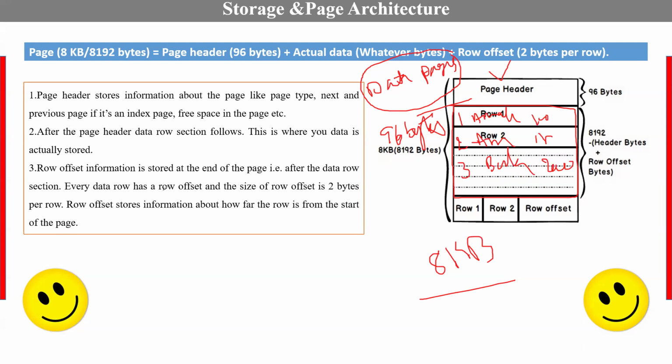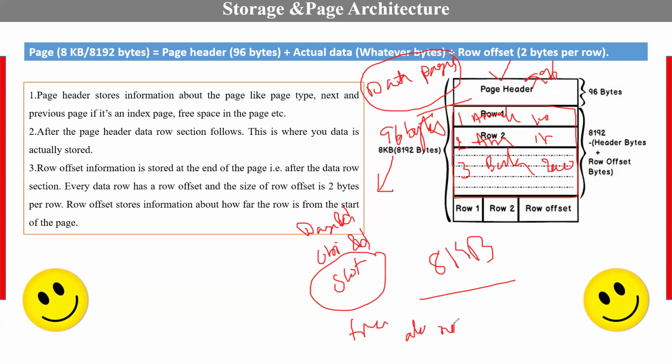For your understanding, in SQL Server, our data is stored in the form of pages. Each page size is 8 kilobytes. Page architecture contains page header, page footer, and data rows. Page header size is 96 bytes, which stores page ID, object ID, slots, free space, allocated space, next page, previous page. All this information is stored in the page header.